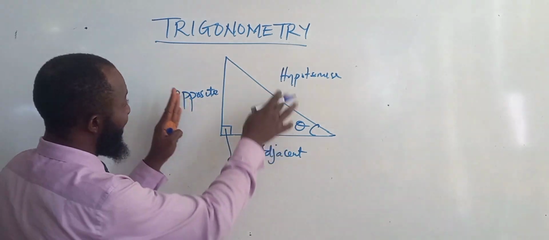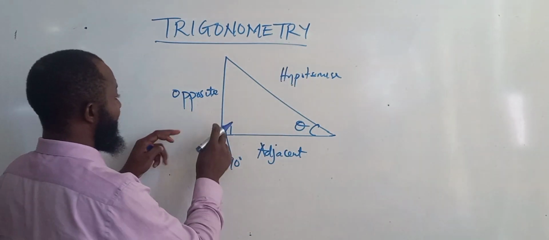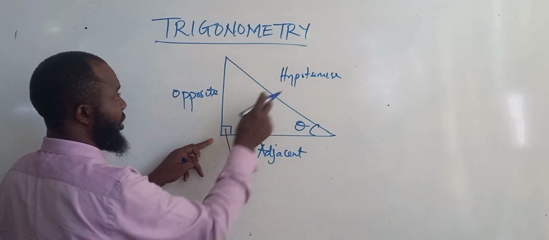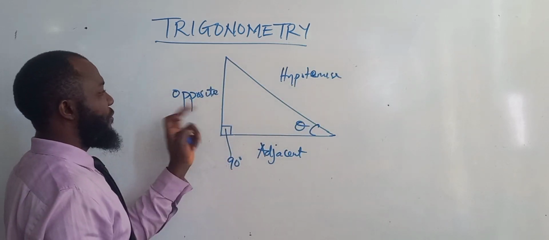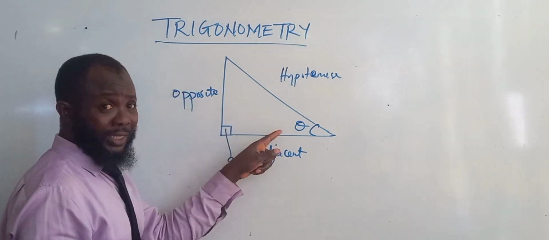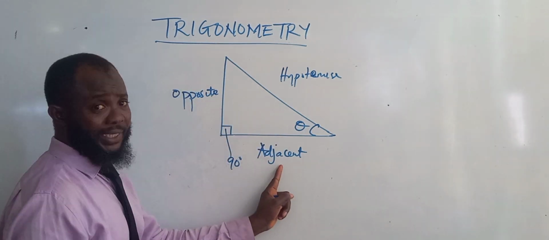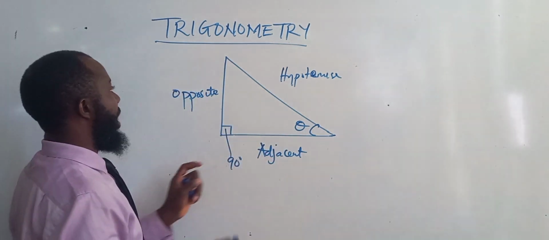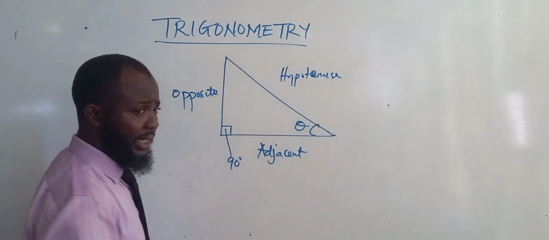If you don't understand this, you will find it difficult to understand the ratios. So the line facing the angle of 90 degrees is called the hypotenuse, while the side facing the angle we are considering, please take note of my word, we are considering this angle, will be the opposite, while the other side will be the adjacent. But if the angle is here, this will be the opposite, and this will be the adjacent.